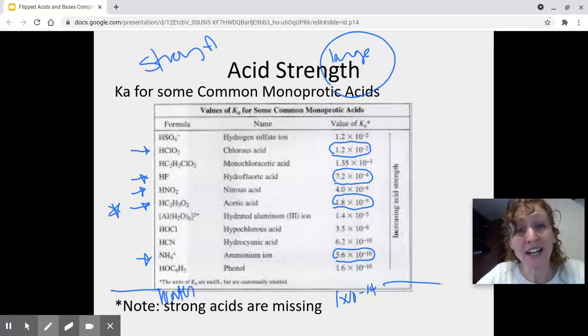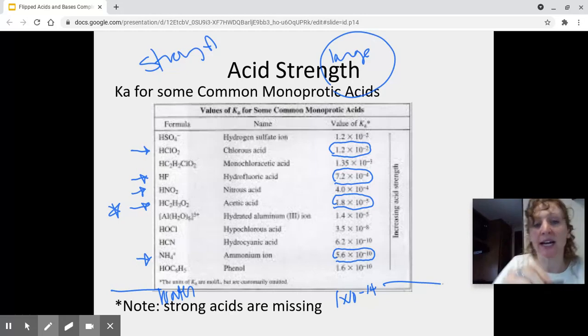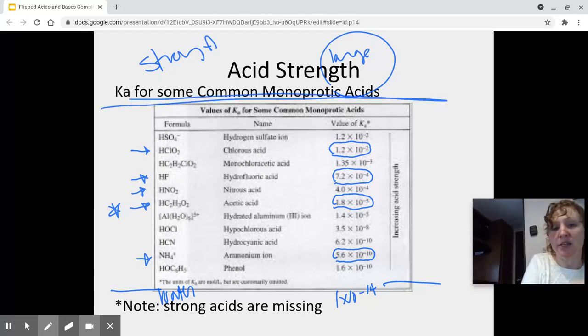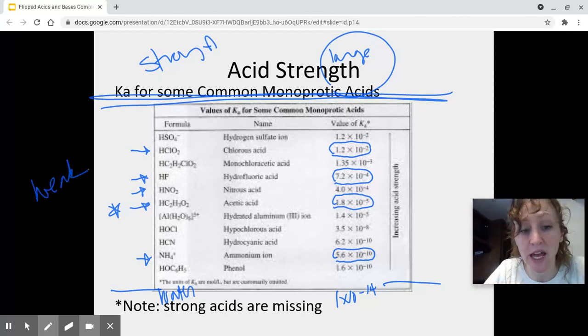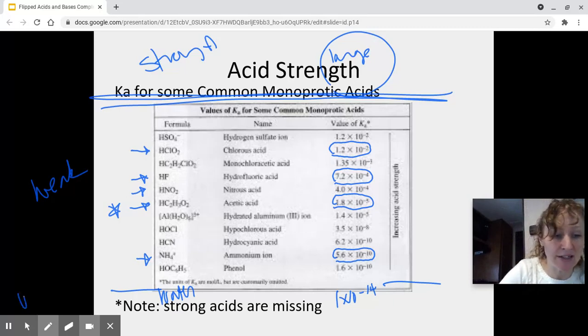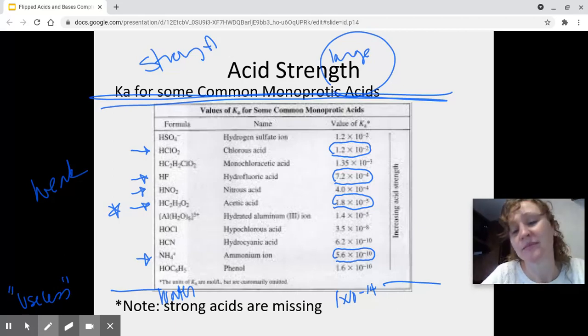And so water actually becomes this dividing line. Notice that we have a dividing line up here between strong acids and weak acids. Well, water becomes a dividing line for us also between weak acids and useless acids, or if that term bothers your tender heart, you can also say very weak acids, right?